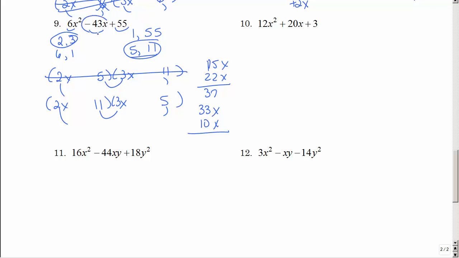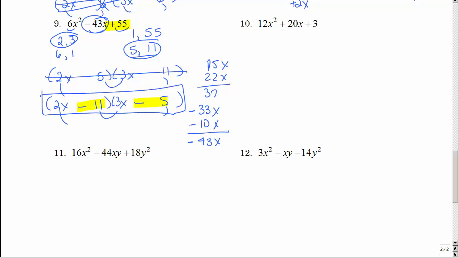What do I need in the middle? Negative 43. Well, if those are both negative, don't I get negative 43? So if I make them both negative, a negative times a negative, is that positive 55? Yes, it is.